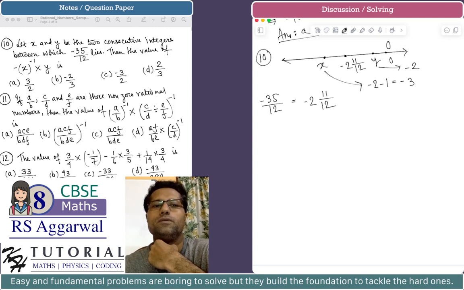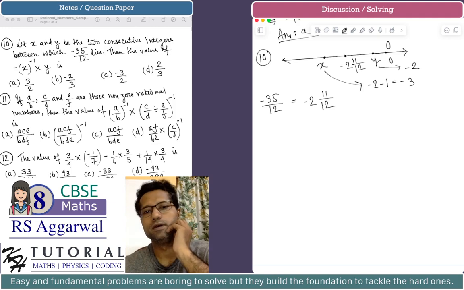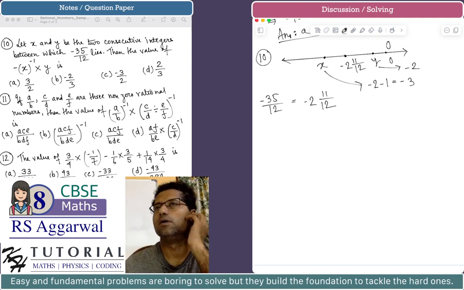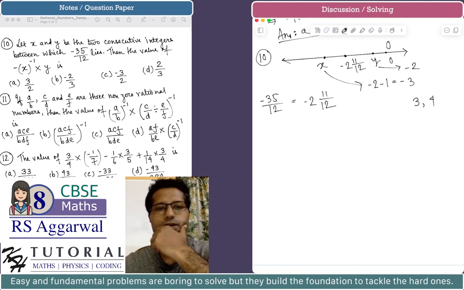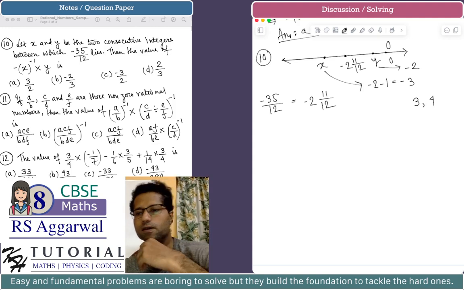Then the value of... now the question is, it is not really given. It is given that x and y are consecutive integers. Now we cannot say from here whether x is less than y or x is greater than y. If we have two consecutive integers, let's say 3 and 4, it is not given. Until and unless it is given x is greater than y or y is greater than x, we cannot say which is x and which is y.